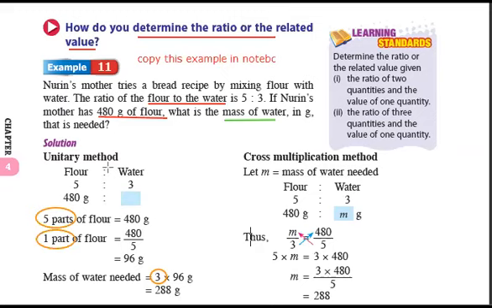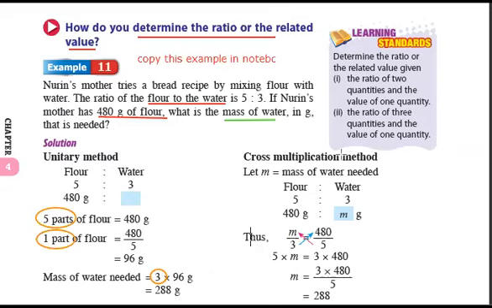Actually, as I already told you in our last lesson, the unitary method is the easiest method that we have. If you can master this method, it is already enough for you to answer all the questions related to ratio, rate, and also proportion.